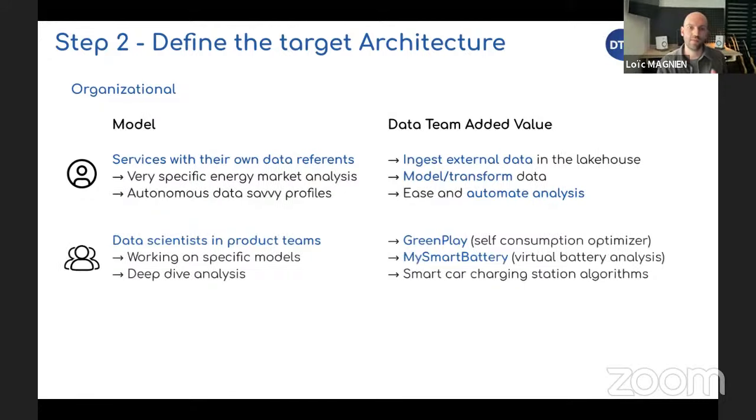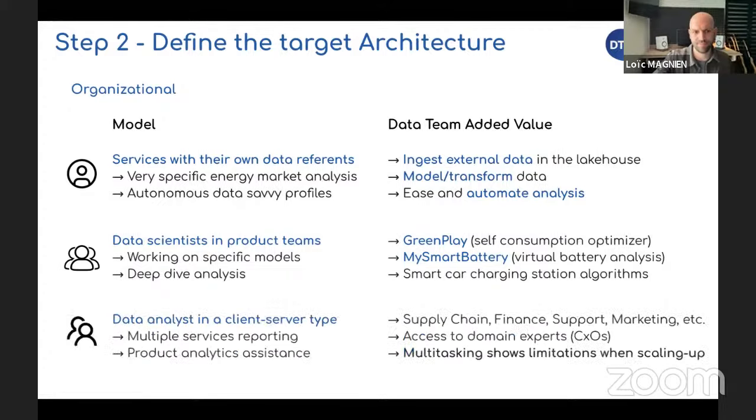Another way of working is to have data scientists from the data team working in product teams. So it is for very specific data models, machine learning models. This is used, for example, for the green play, which is our self-consumption optimizer, or the smart battery or virtual battery analysis, or even the smart car charging station algorithms. This is basically one data scientist in the product team, and the value is there.